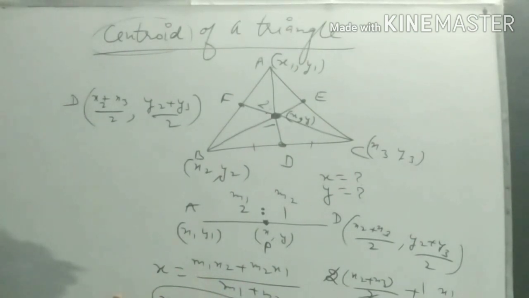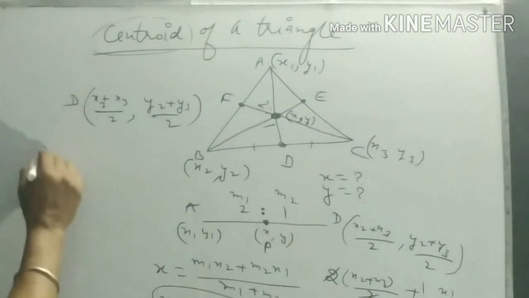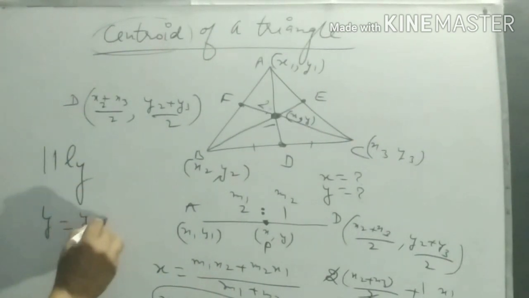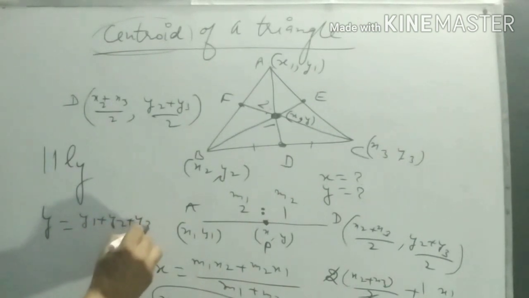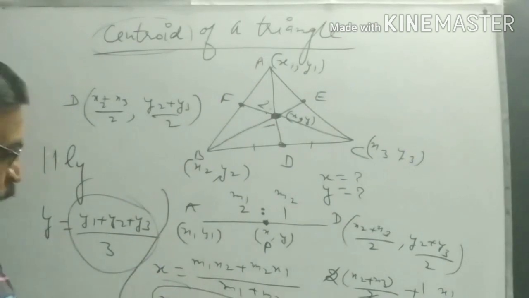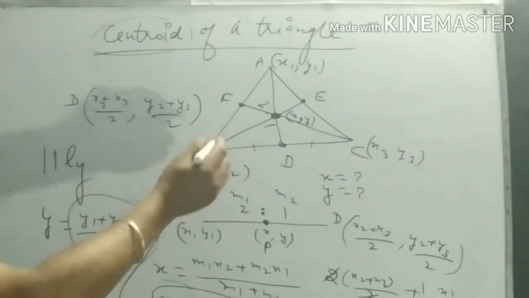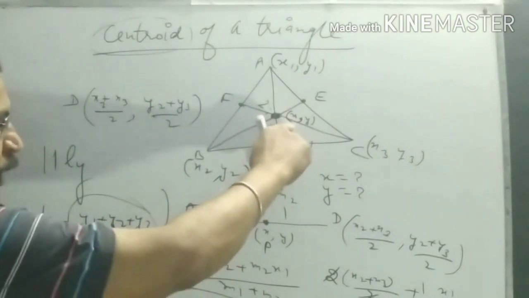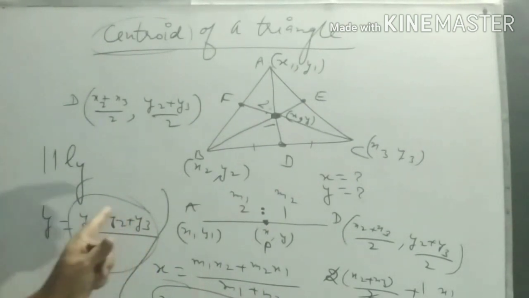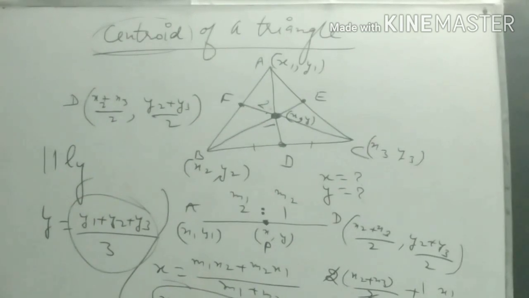You can read it like this also. Now similarly you can write y is y1 plus y2 plus y3 by 3. This is the formula of centroid. x and y have been considered coordinates of centroid. Now x becomes x1 plus x2 plus x3 by 3, y becomes y1 plus y2 plus y3 by 3. This way, this is the derivation of a centroid of a triangle.